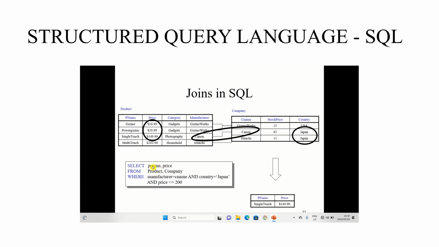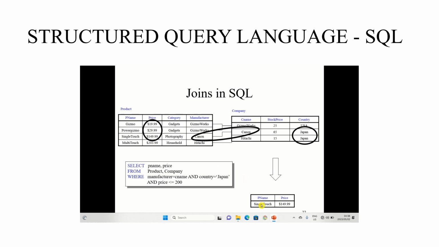Remember, you're only displaying the P name, so P name singly touch, and the price, where this thing is less than 200, and it should belong to Japan. Less than 200, this one qualifies, this one qualifies, this one qualifies. But what disqualifies them is the country condition, you see. Only the ones belonging to Japan, yes, you see.